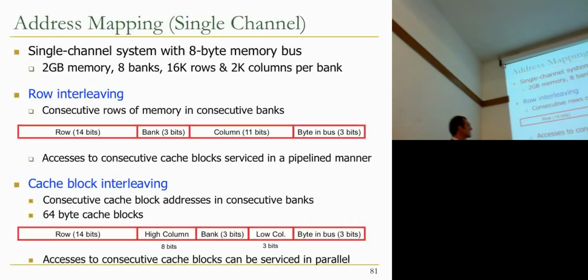In cache block interleaving, consecutive cache block addresses go to consecutive banks. And you could imagine different kinds of trade-offs that happen in this case. In row interleaving, perhaps the operating system can control where a row goes. In cache block interleaving, the operating system cannot control exactly which bank an entire row goes to, because the cache blocks go to different banks. In this case, accesses to consecutive cache blocks can be serviced in parallel, whereas in row interleaving they are serviced in a pipelined way.